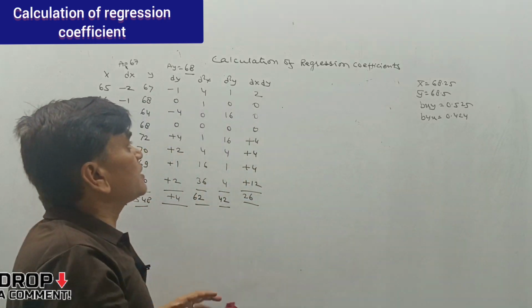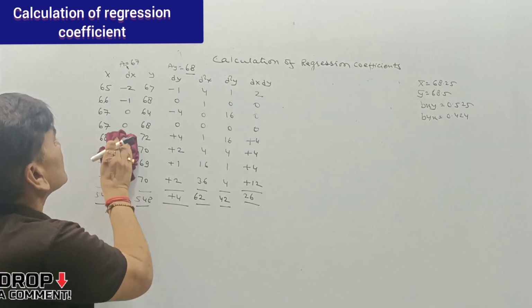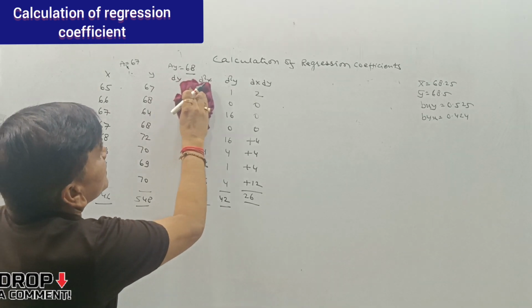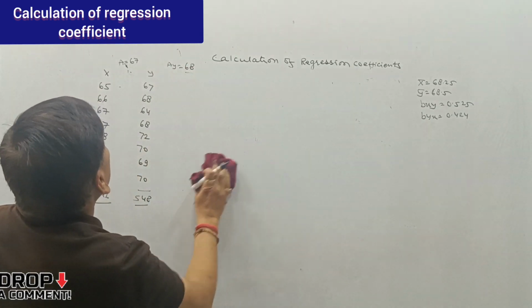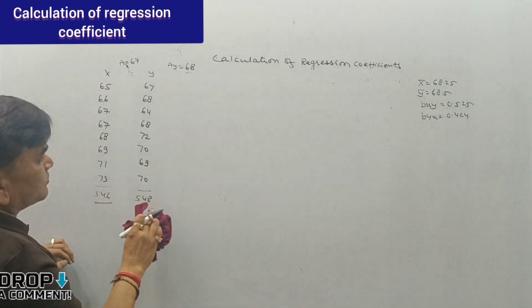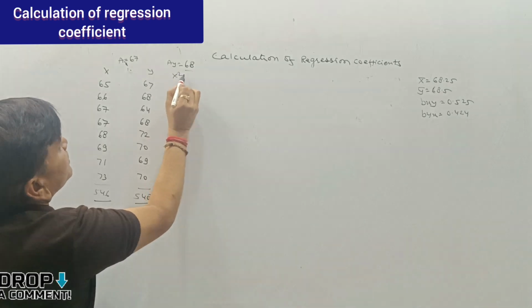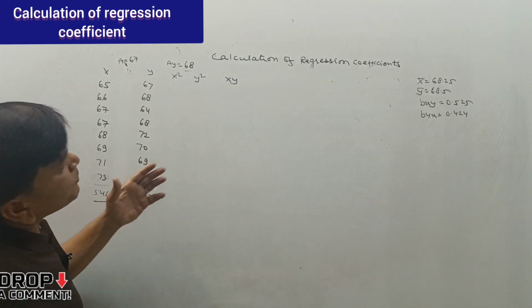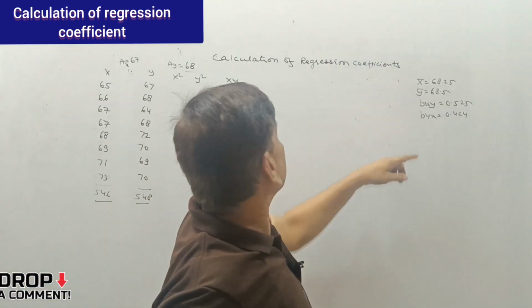One more thing which we are going to discuss is that the direct formula can also be checked here, because we have the facility of a calculator. X is given, Y is given, so you can get X square, Y square, and XY. By putting these in, you will also get the same result, BXY and BYX.